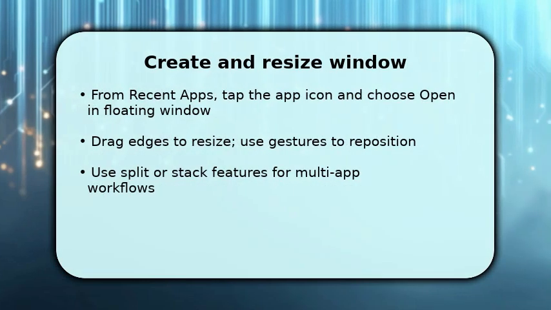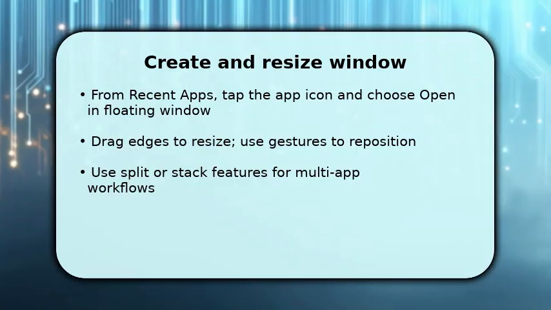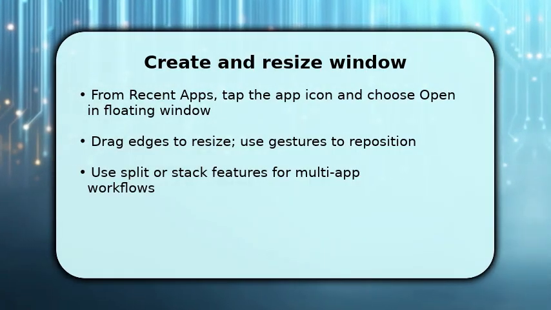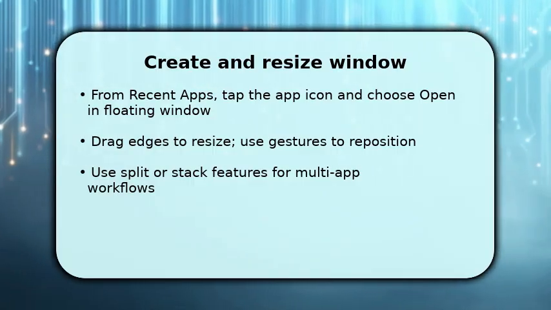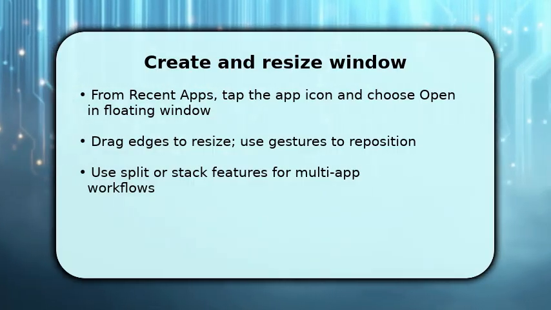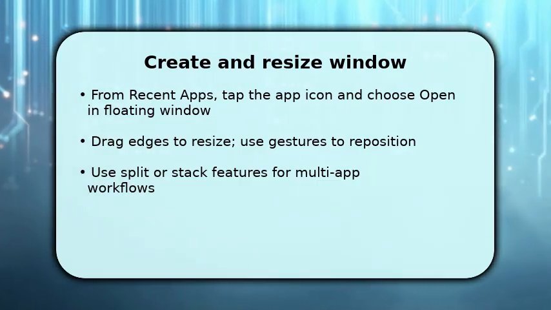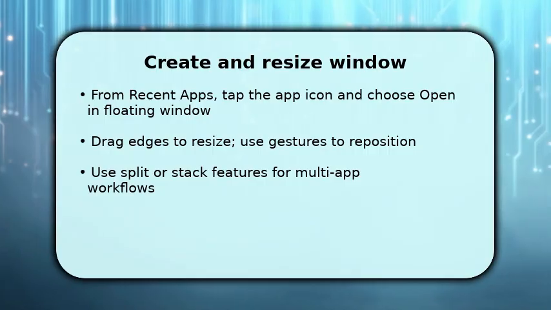Once in Recent Apps, tap the app's icon or three-dot menu and choose Open in Floating Window. This immediately creates a movable overlay you control. You can drag any corner or edge to resize the window and pinch or drag to reposition it across the screen, which helps when you need quick reference next to another app.